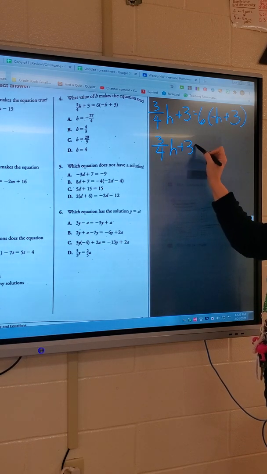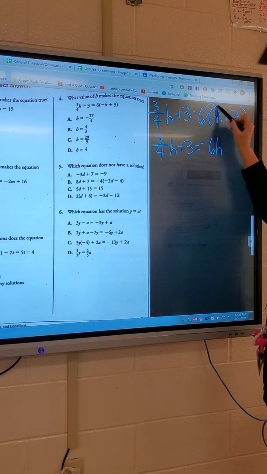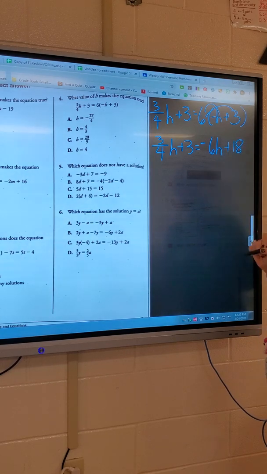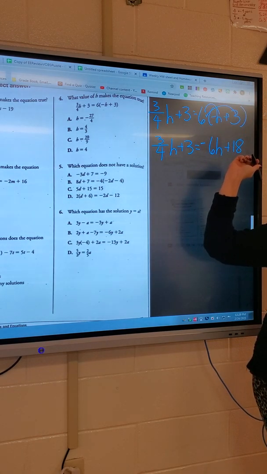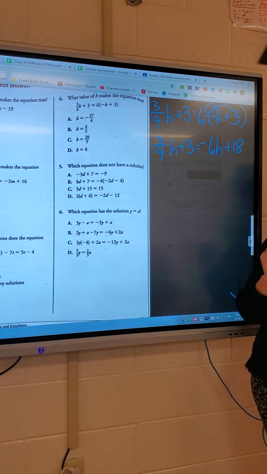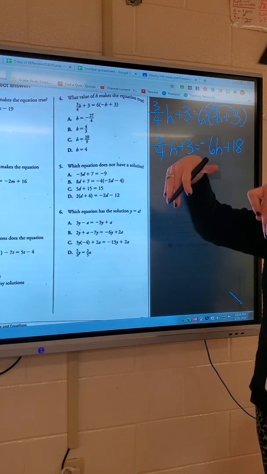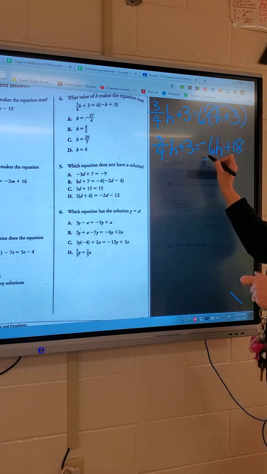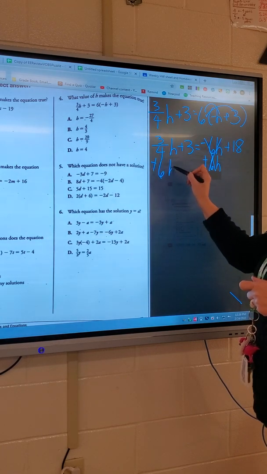3/4 h plus 3 equals 6 times negative h is a negative 6h. 6 times 3 is 18. Okay? Do I have any like terms to combine on the left? No. Do I have any like terms to combine on the right? No. Now, do I have variables on both sides? So what have I got to do? To the left, to the left. I move my variables and drop them on the left, right? So I'm going to add 6h over here and zero that out. And I'm going to add 6h over here.